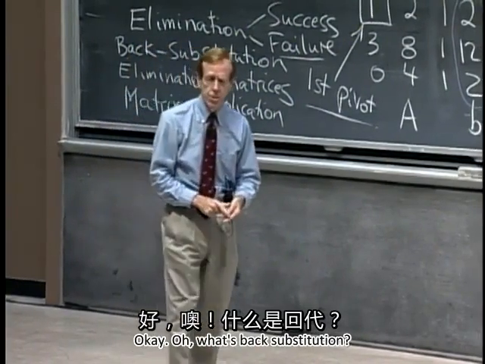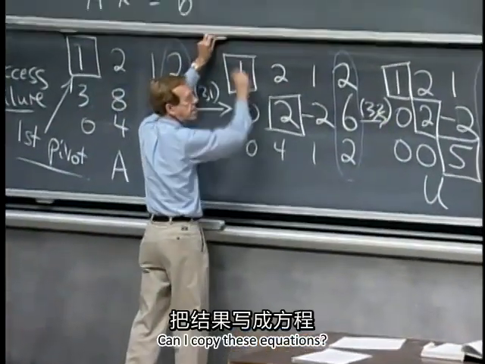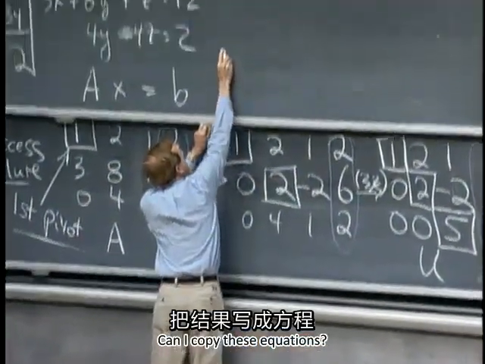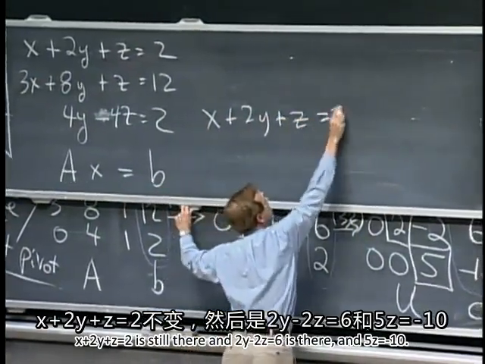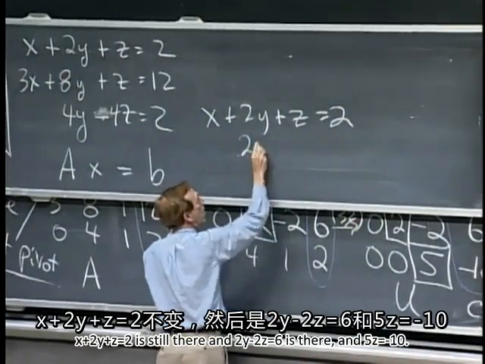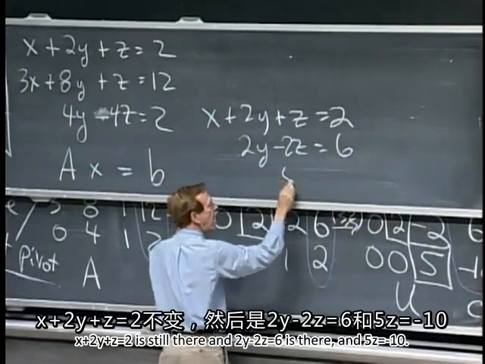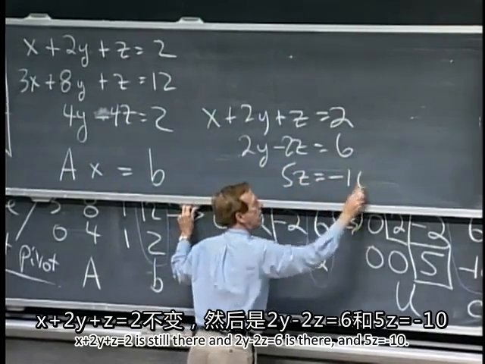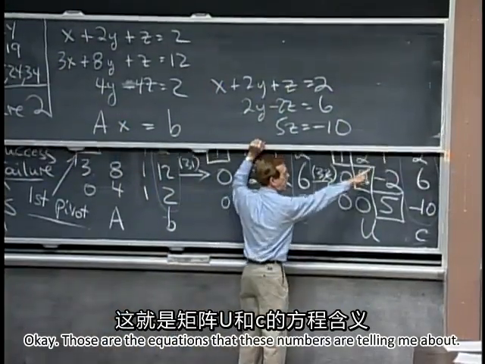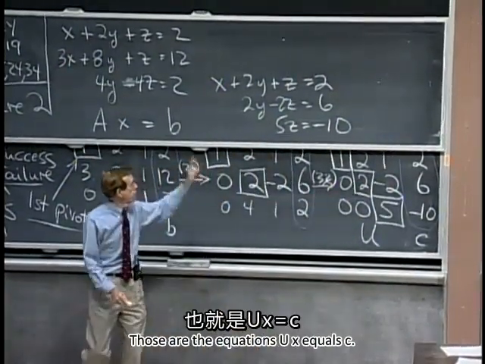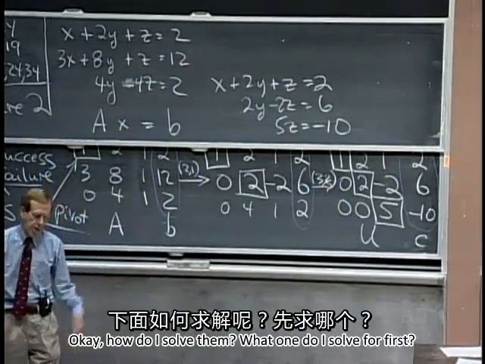Now, what's back substitution? So what are my final equations then? Can I copy these equations? x plus 2y plus z equals 2 is still there. Then 2y minus 2z equals 6 is there. And 5z is minus 10. Okay. Those are the equations that these numbers are telling me about. Those are the equations Ux equals c. Okay, how do I solve them?